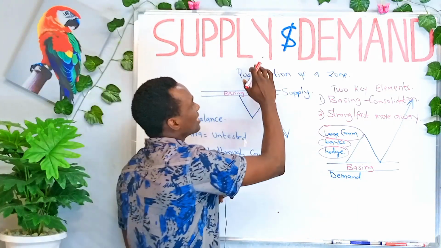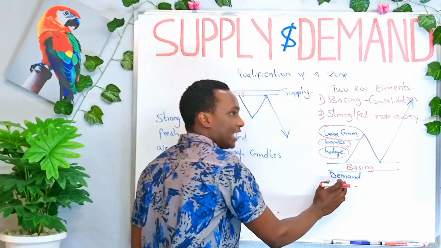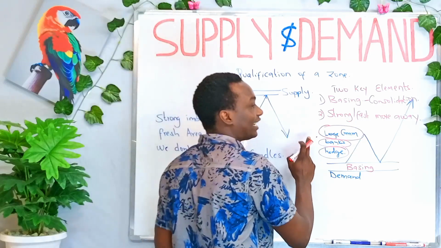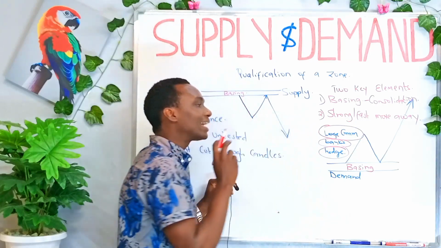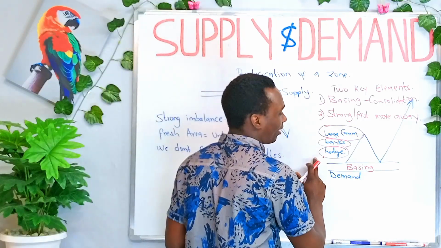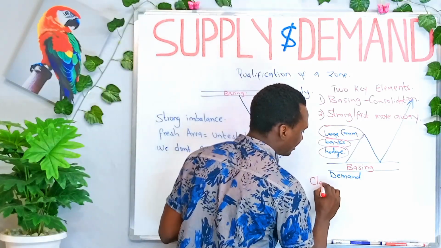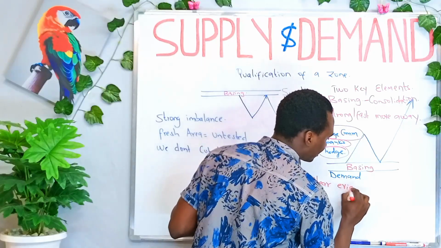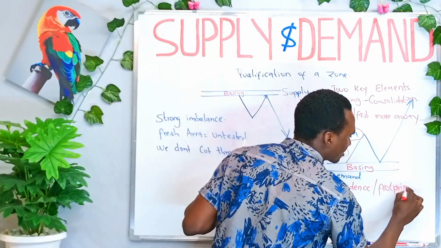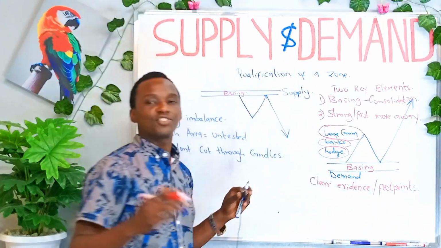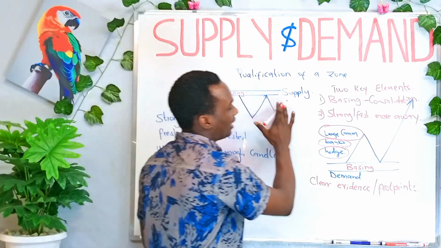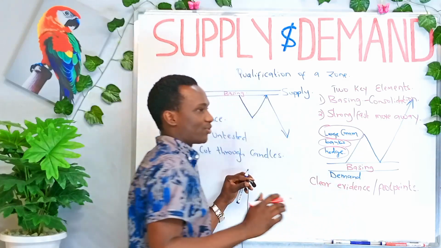You see, the supply zone here and the demand zone here are not intentionally created by these banks and hedge funds, but they do leave clear footprints on our charts. They leave clear evidence of their action, their footprints, that we as retail traders, me and you, can follow to know that this one is a supply and this one is a demand zone.